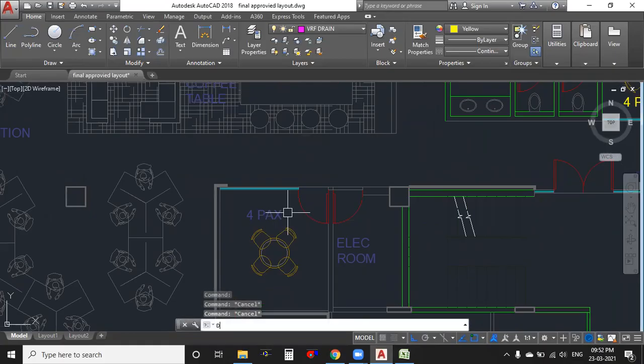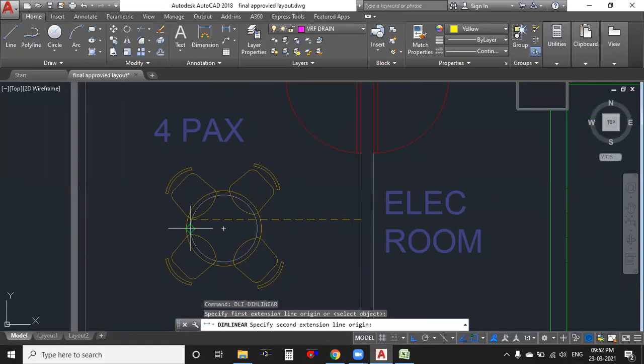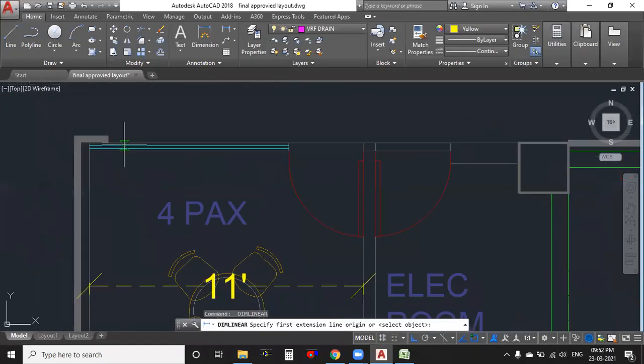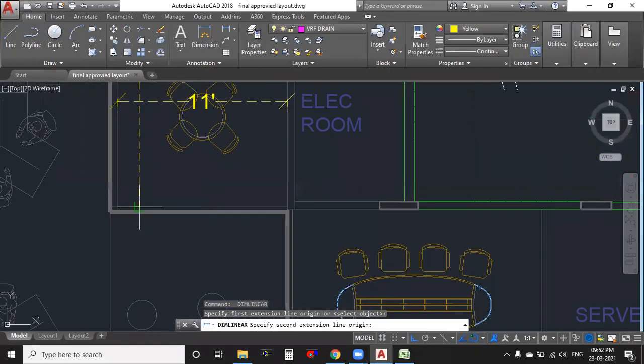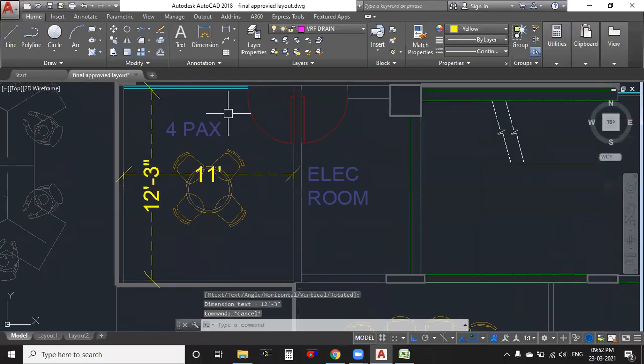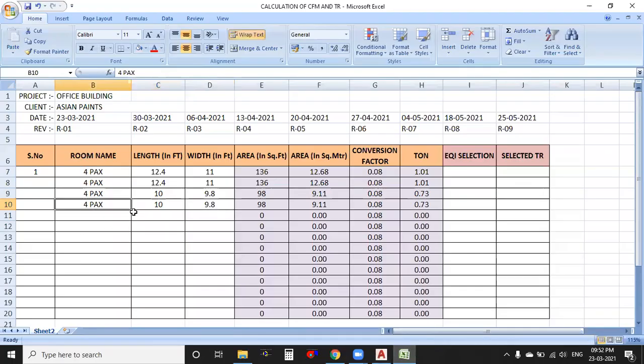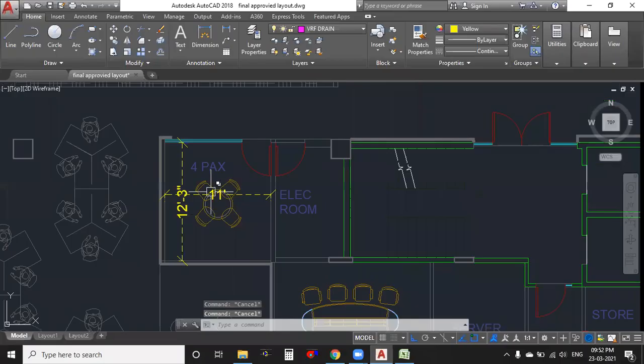Again, here I have a 4-pack DLI dimension. Here I am getting 11 feet, and this one I am getting as 12.3. Again, I have a 4-pack. Control C, Control V. What is the size I am getting? 12.3 and 11. If I give length and width, I am getting square feet, square meter, conversion factor, everything. After that, this 4-pack also I have calculated, and I am taking it as yellow.